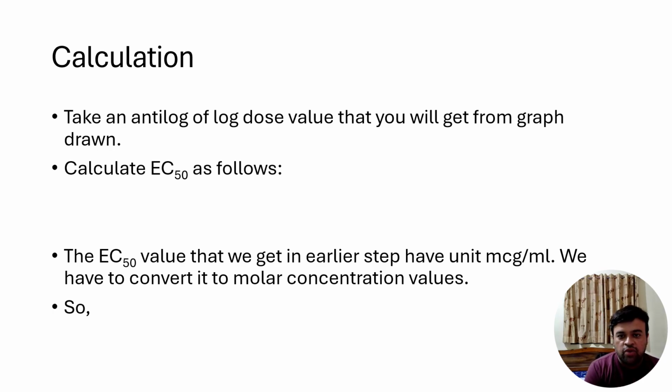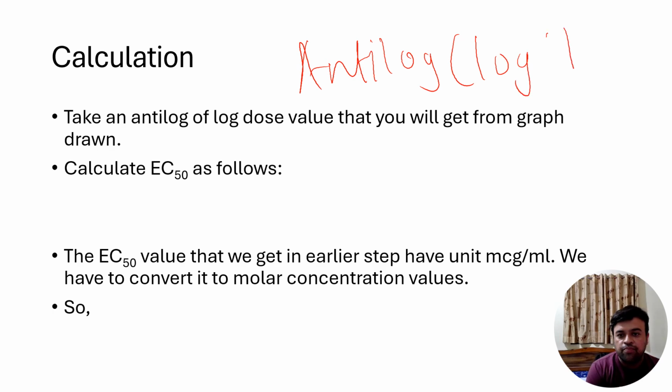So first step is taking the anti-log. Whatever log dose value you have got, we have taken a log, so take the anti-log of that log dose. Once we get that value after taking the anti-log of that log dose value, we have to calculate the EC50 value. So how to calculate the EC50 value?